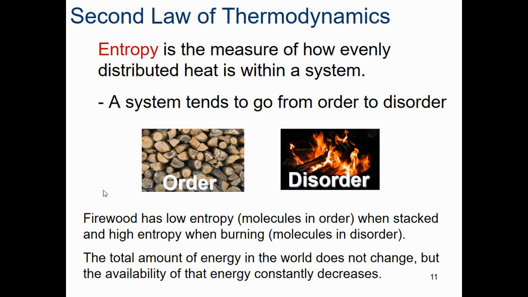The total amount of energy in that world does not change, but the availability of that energy is constantly decreasing. A general statement of the idea that there is a preferred direction for any process is what's covered here with the second law of thermodynamics. This law deals with the variable called entropy, the function of the state of a thermodynamic system whose change in any differential reversible process is equal to the heat absorbed by the system from its surroundings divided by the absolute temperature of the system. Put another way, entropy is a measure of how evenly distributed heat is within the system.